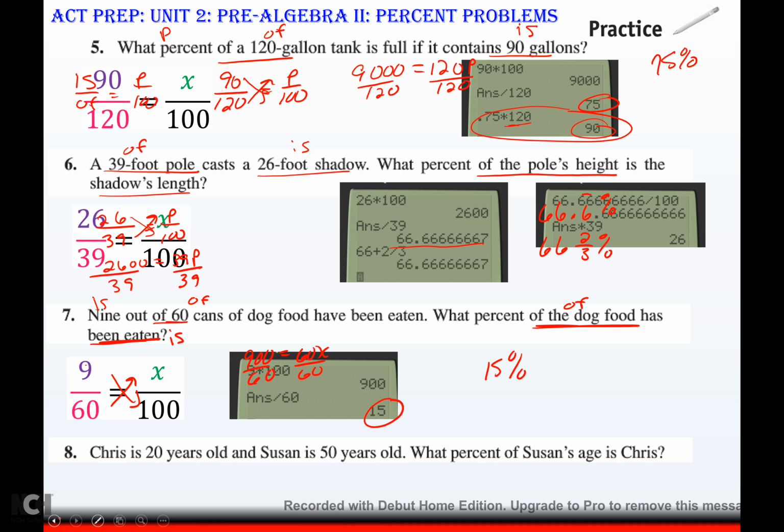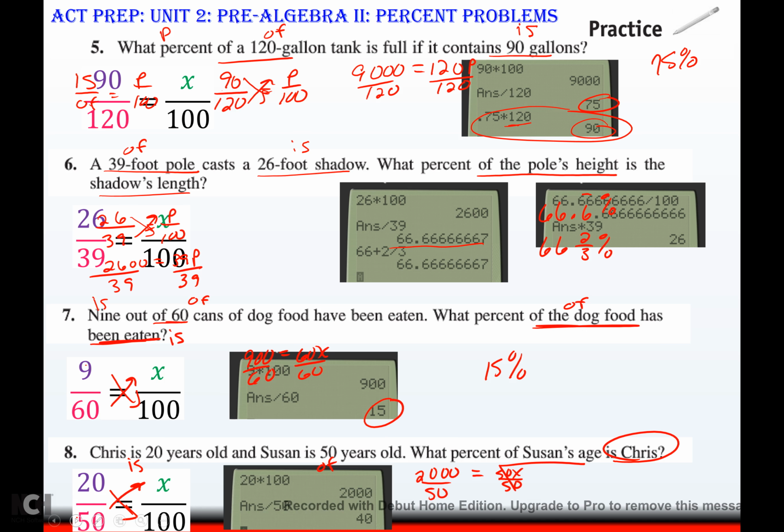Chris is 20 years old and Susan is 50 years old. What percent of Susan's age is Chris? So Susan is of and Chris is is. So I'm going to have 20 over 50, is over of, equals p over 100. 20 times 100 is going to give me 2,000 equals 50 times x, is going to be 50x. Divide by 50 and I get x is 40%. Okay.